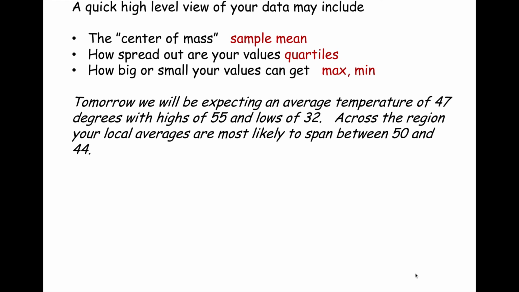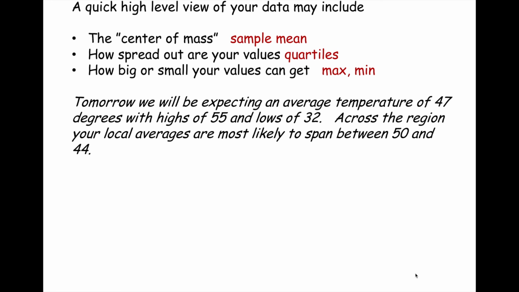And so, for example, in a weather report, you might say you'll be expecting an average temperature of 47 degrees, highs of 55, lows of 32. Sounds a lot like Delaware. Across the region, your local averages are most likely to span between 50 and 44, right?